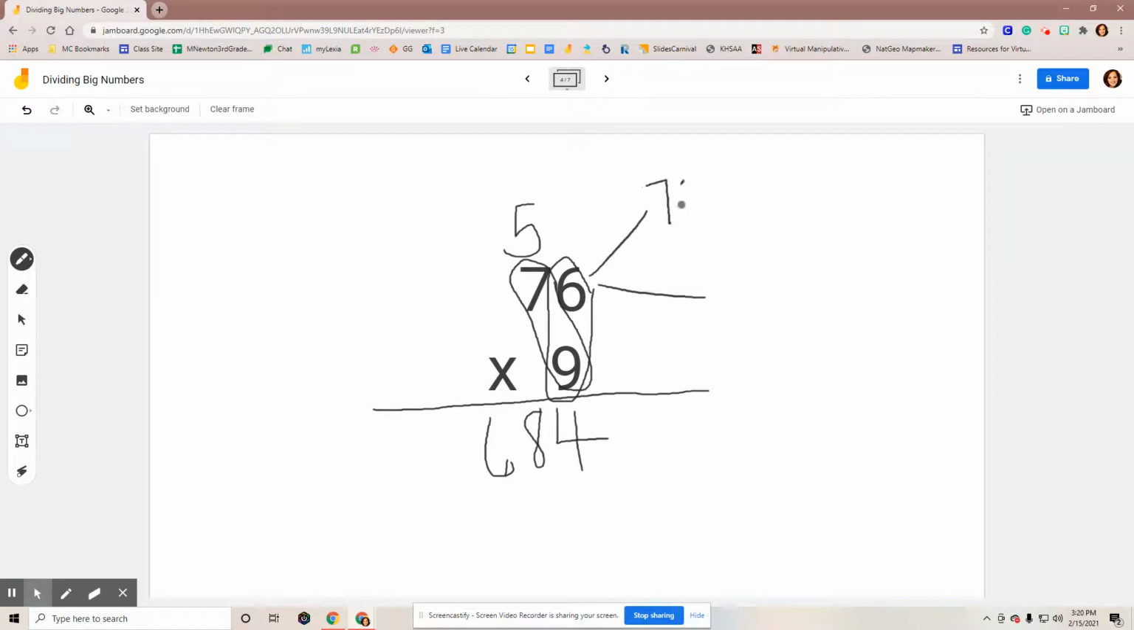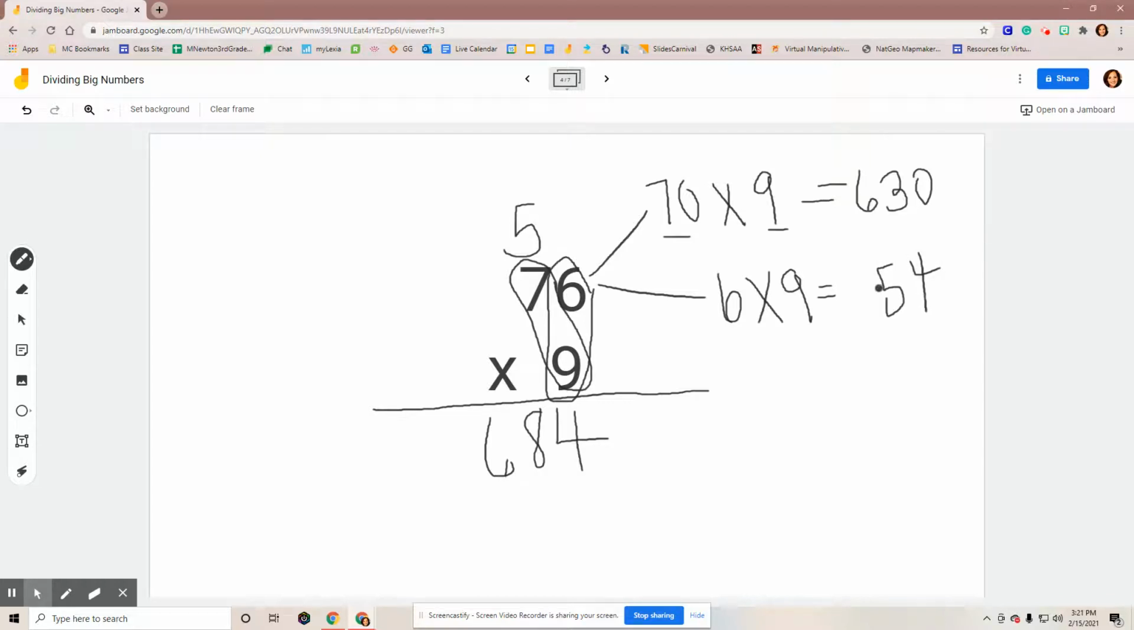We can do this a different way. You could do 70 times 9, and you could do 6 times 9. I know 7 times 9 gets me 63. Add my 0, 630. I know 6 times 9 is 54. Now I add those together. Just might as well add them together right here.